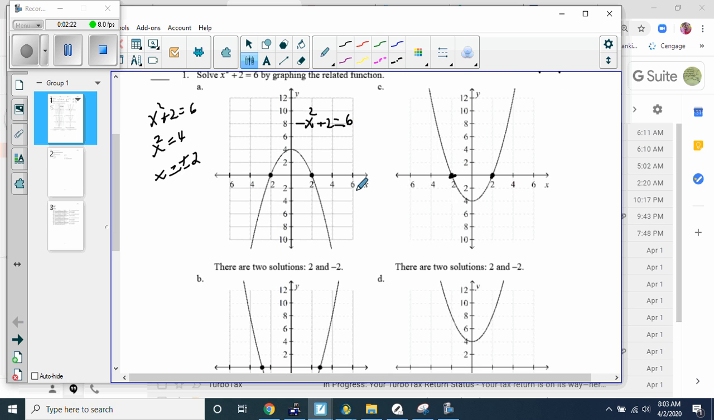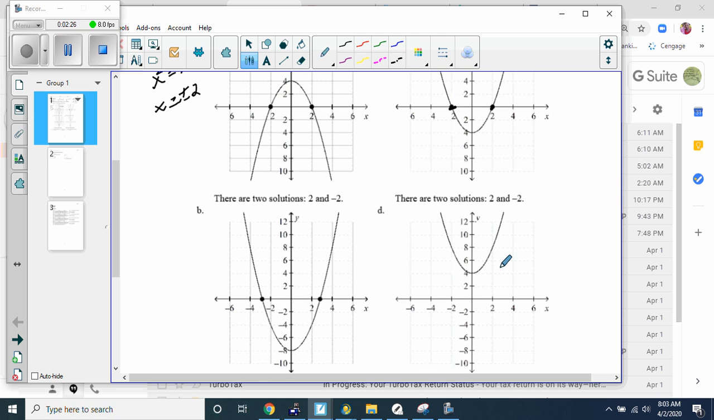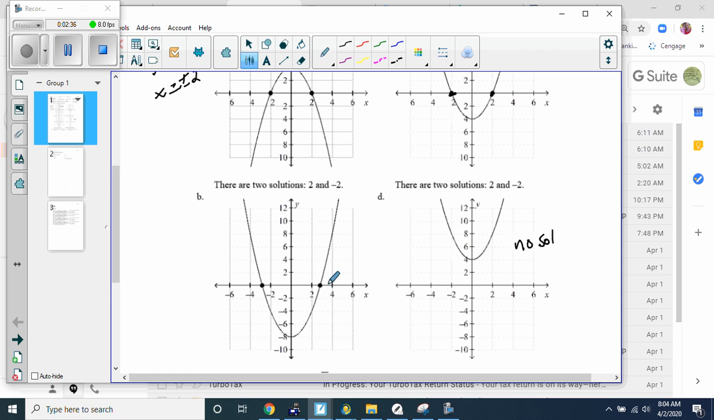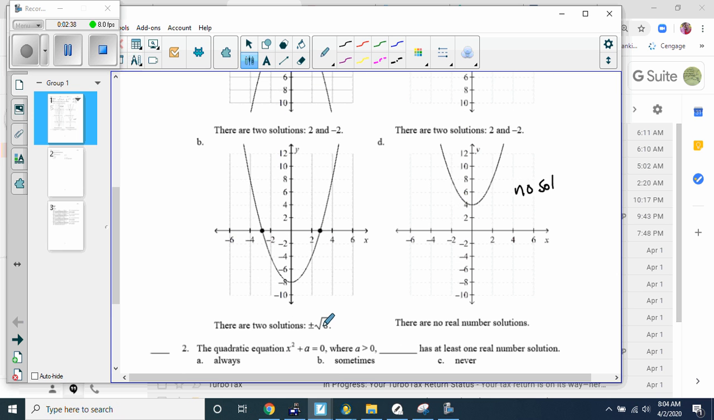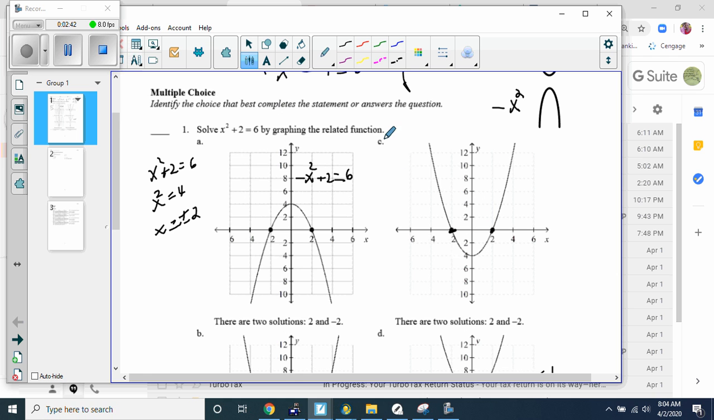If you look at these answers here, this one is x equals plus or minus 2. This one is no solution, because we're looking for where the parabola crosses the x-axis. And here it's 2 point something. In this case, it's plus or minus the square root of 8. So this is our answer right here, and I can check it by solving it here.